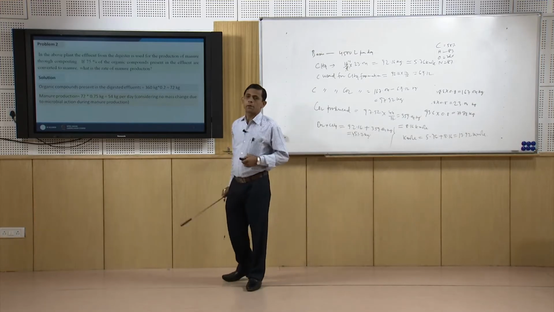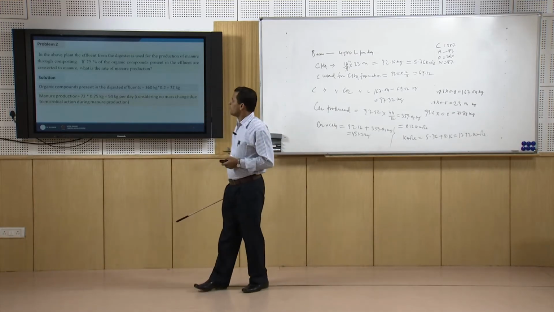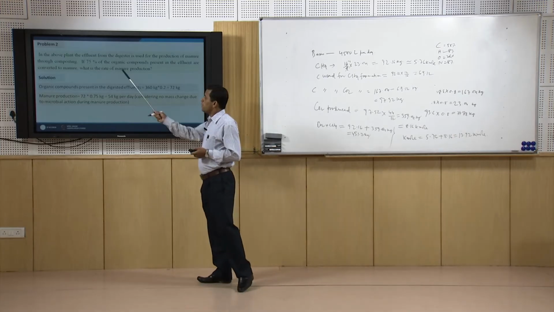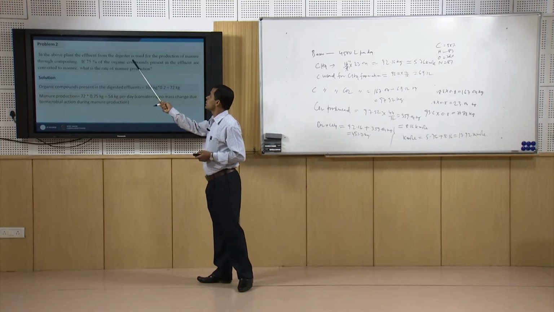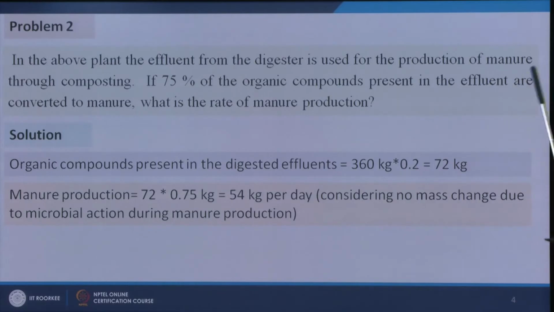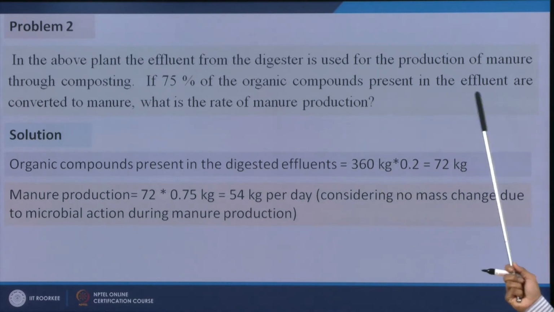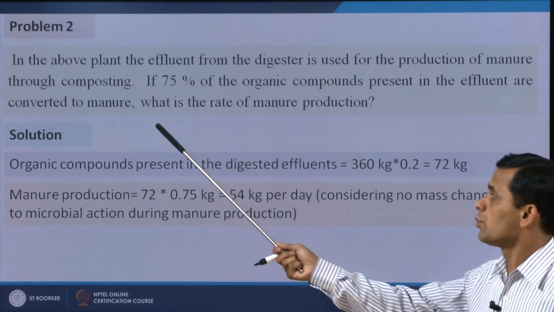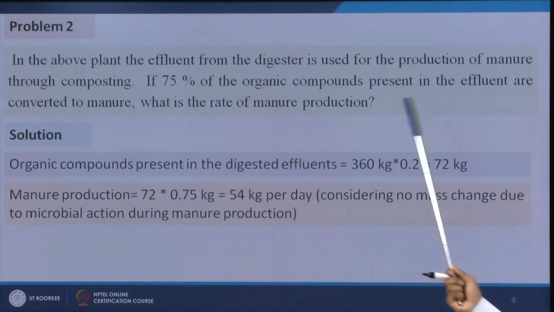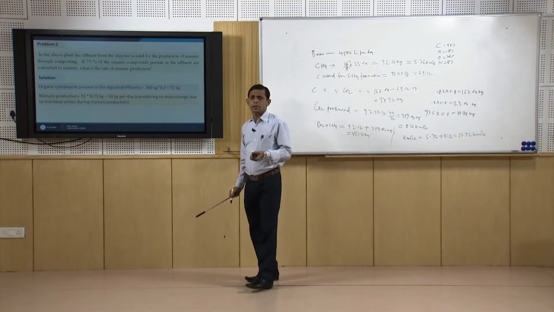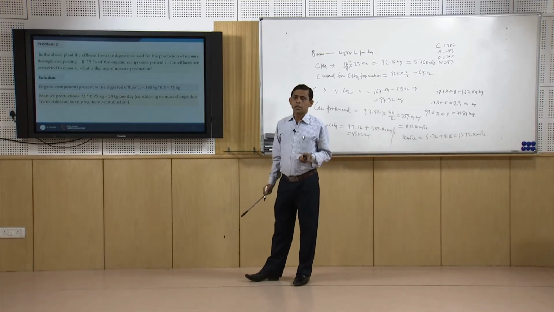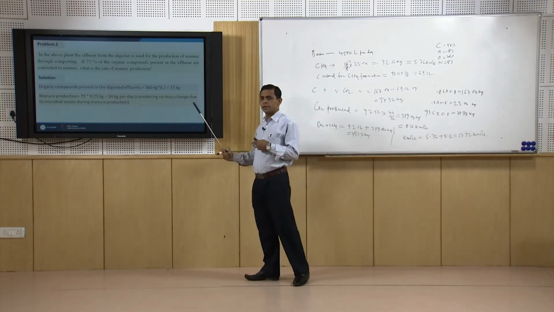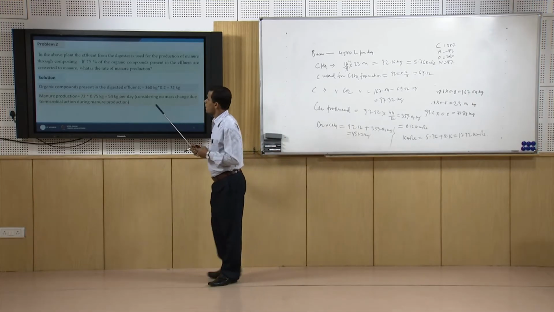Now, we will see problem number 2. In this problem the statement is, in the above plant the effluent from the digester is used for the production of manure through composting. If 75% of organic compounds present in the effluent are converted to manure, what is the rate of manure production? That means, we have got 80% organics converted to gas. So, the remaining 20% is present in the slurry.